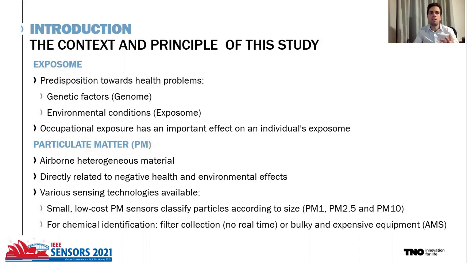There are small, low-cost PM sensors that can classify particles according to size in these three categories, PM1, PM2.5, and PM10. However, for chemical identification, the common practice is to collect the aerosol in a filter and analyze it in a laboratory, which fails at providing information in real time. Other equipment, such as the aerosol mass spectrometer, are bulky and expensive.